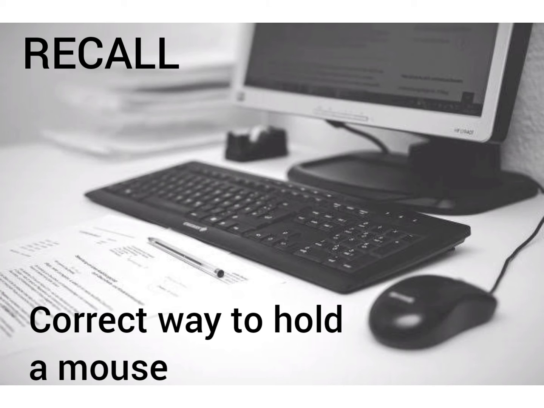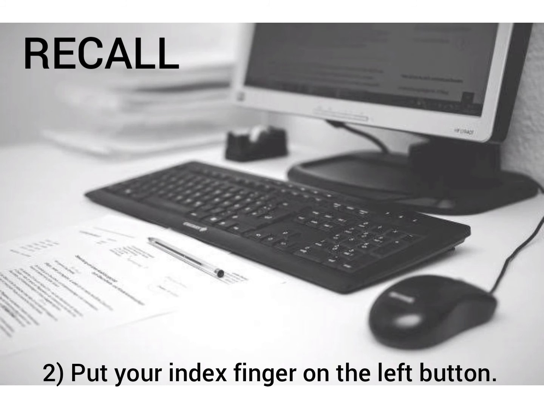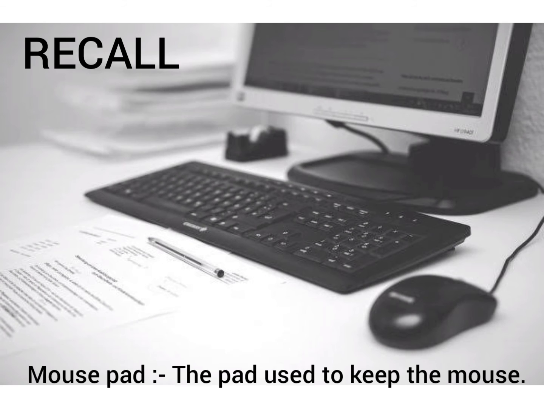Then we have seen what is the correct way to hold a mouse. So we first gently put our right hand and then rest your palm on it. Put your first index finger on the left button and your middle, that is second finger, on the right button. And if we are using our left hand, we put our index finger on the right button and middle finger on the left button.